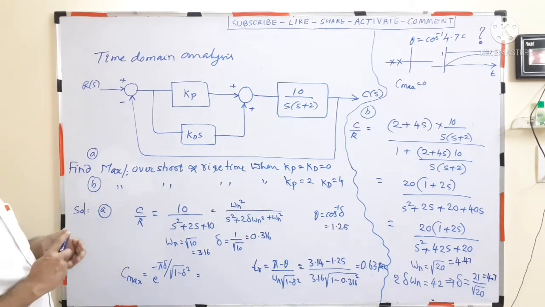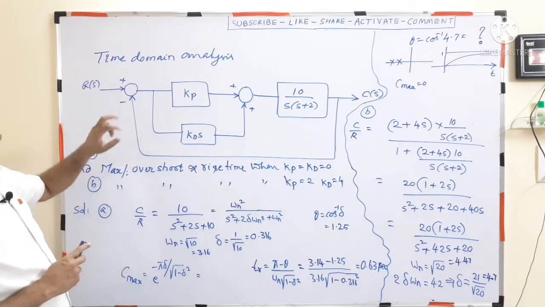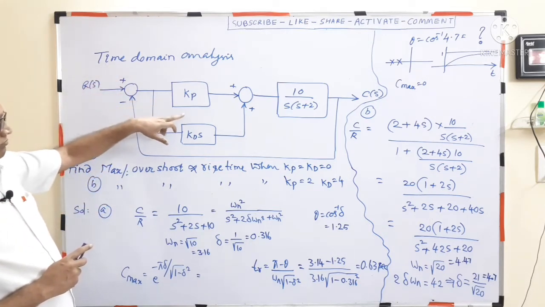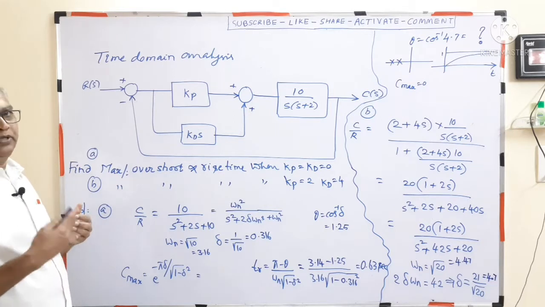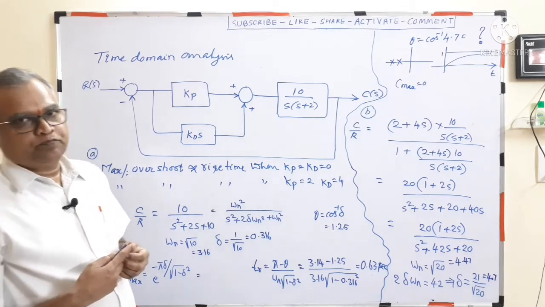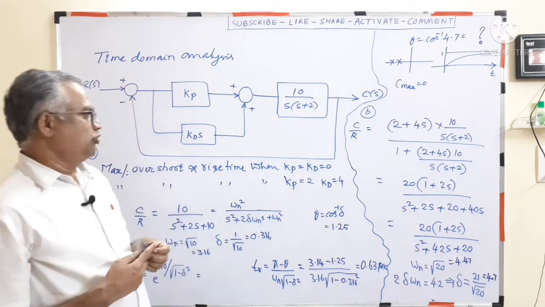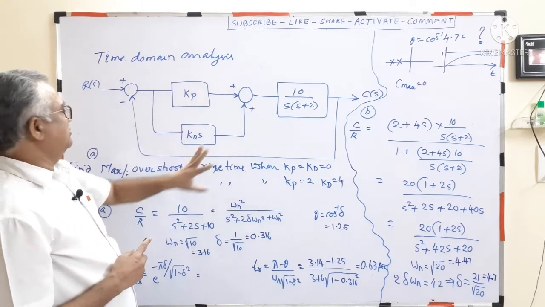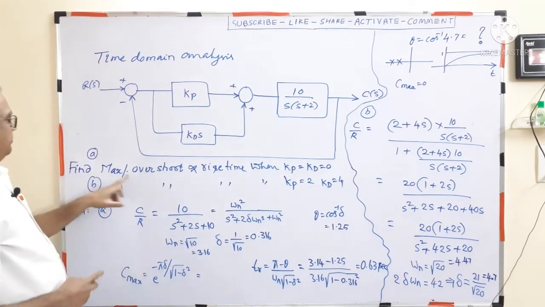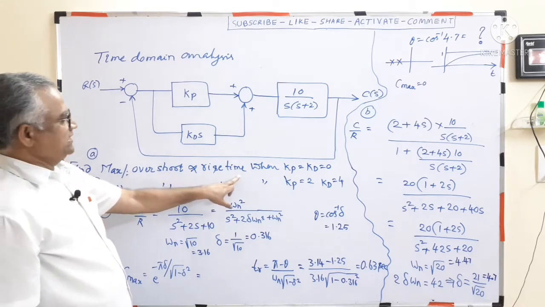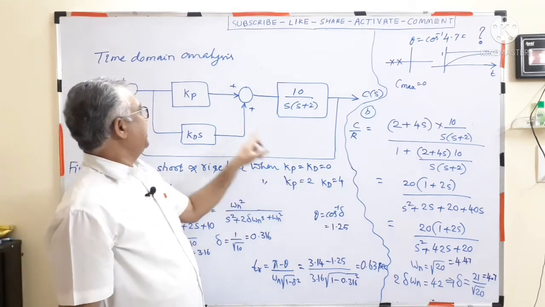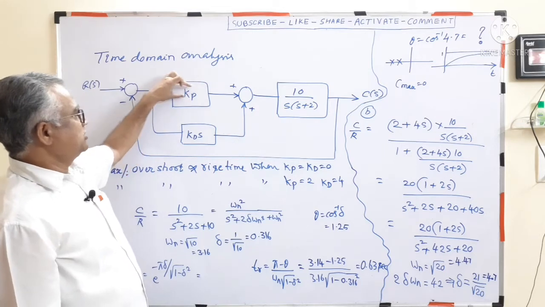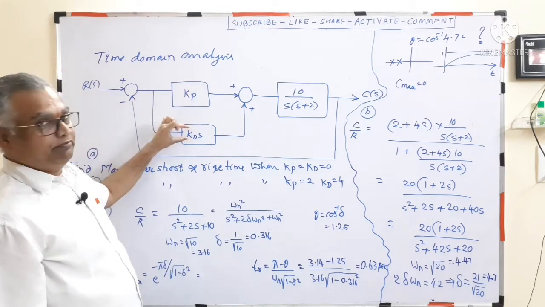This is another confusing question. This comes under the PI, PD, PI controllers topic. So this is the block diagram given. Find the maximum overshoot and rise time when Kp, Kd. Kp means proportional, Kd means derivative.